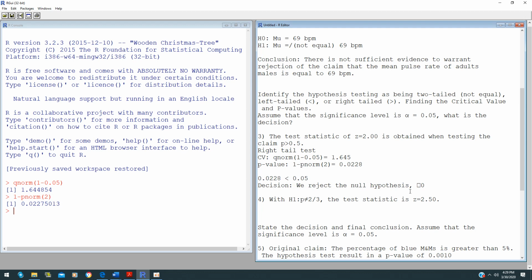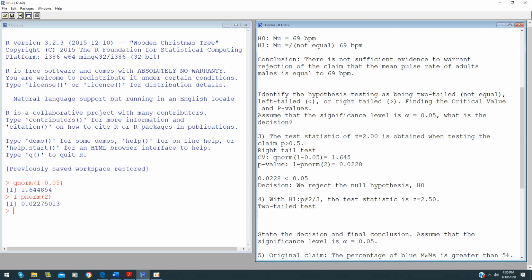Now for question number 4, we will be using H1: p is not equal to 2/3. This is your alternative hypothesis, and the test statistic is 2.5. So again, is this a left, right, or two-tail test? Since there is a not equal sign, this is going to be a two-tail test in this case.